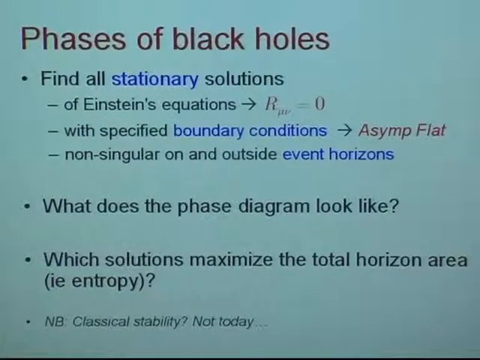Now, when we have found the solutions, we want to plot a phase diagram, and I will show you a number of them so you see what I mean by this. With this phase diagram, one can do several things, and there are several interesting questions that one may want to answer, like what are the solutions that have the maximum total horizon area, that is the maximum total entropy.